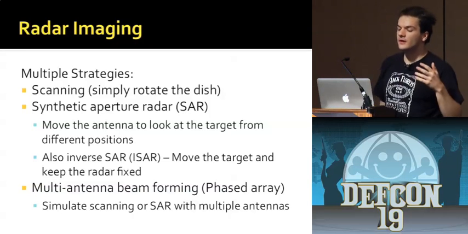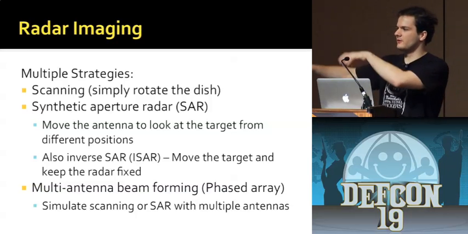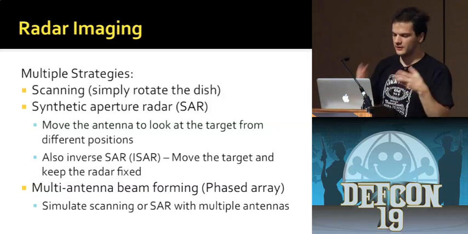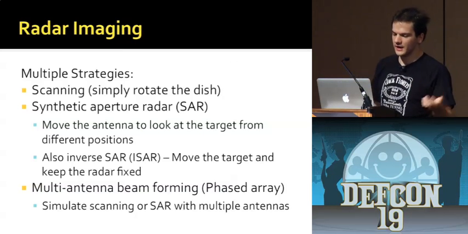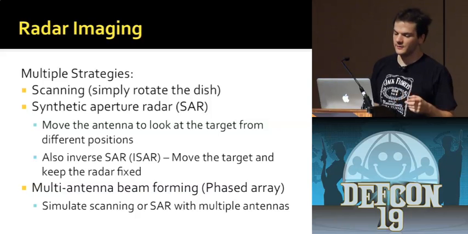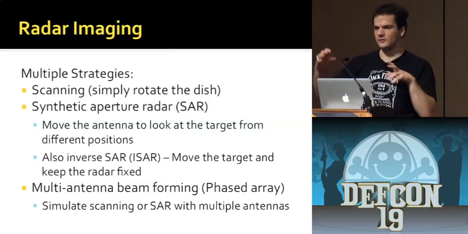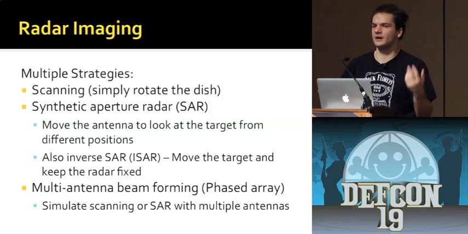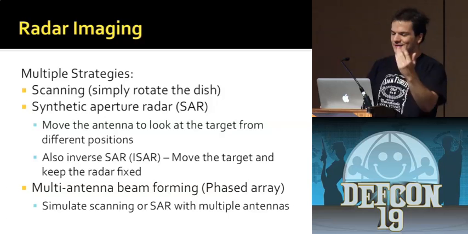But the idea is that you make it highly directional by simulating measurements from multiple places, and then you can combine all those measurements together and get a cross-range plot. I can't do that live right now, but I will show you some pictures of that. Then another system is called inverse SAR, where you keep the radar fixed, but you move the target. This is if you want to get radar cross-section measurements of an aircraft or something. I'm not sure why you'd want to do that, but you know.